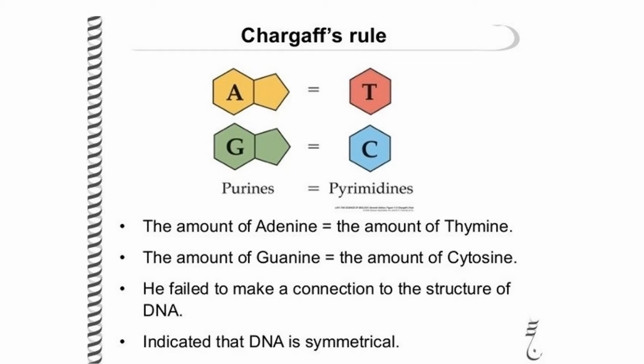Chargaff's rule describes that the purines are equal to the pyrimidines. That is, the A and T content will be equal, while the G and C amount will also be equal. Although this rule failed to make a connection to the other structures of DNA, it indicates a symmetrical structure of DNA.